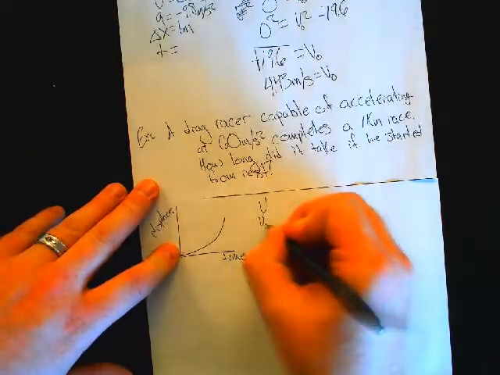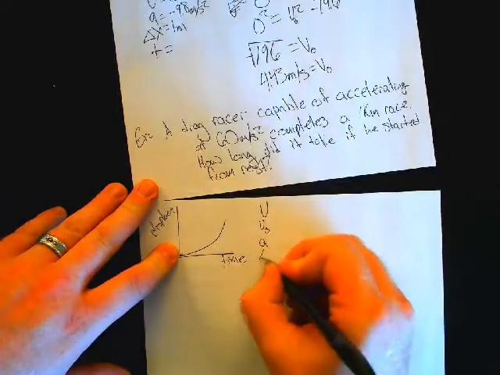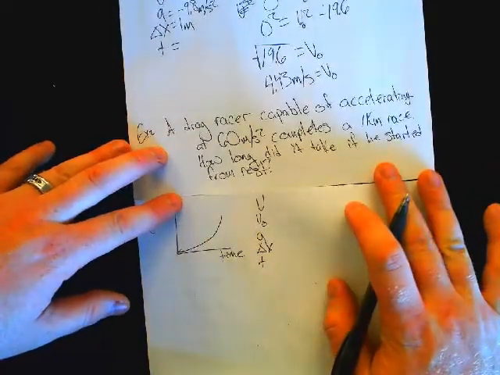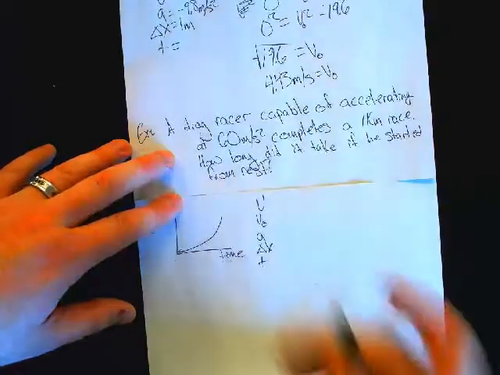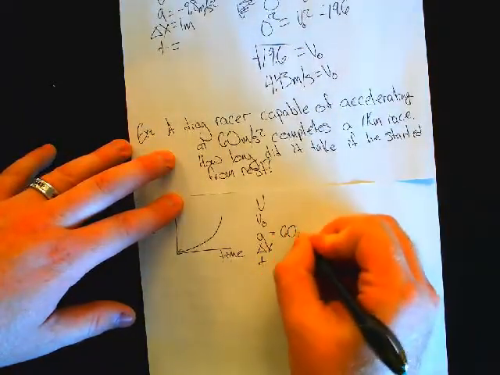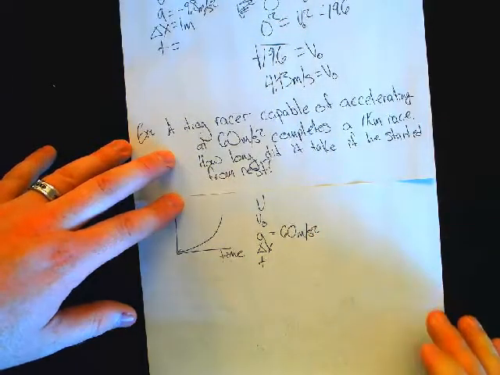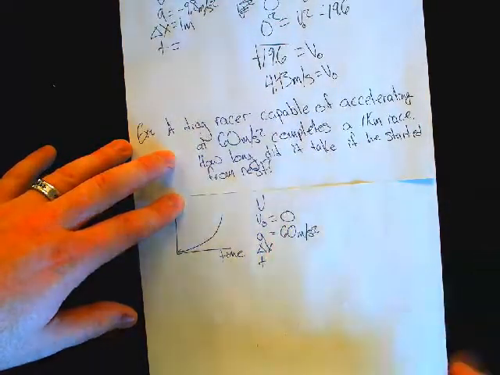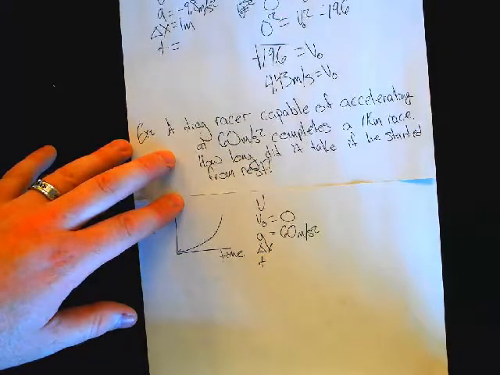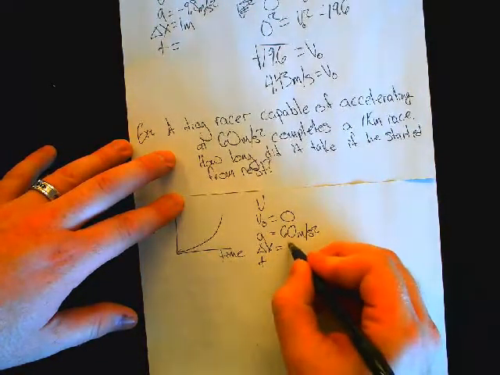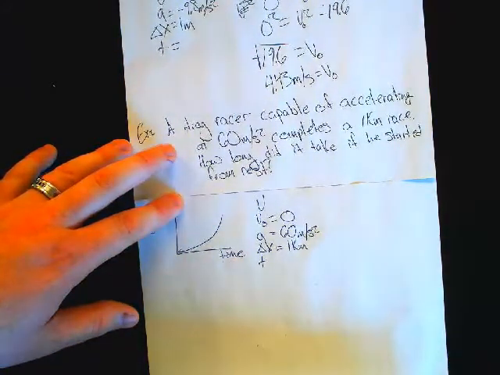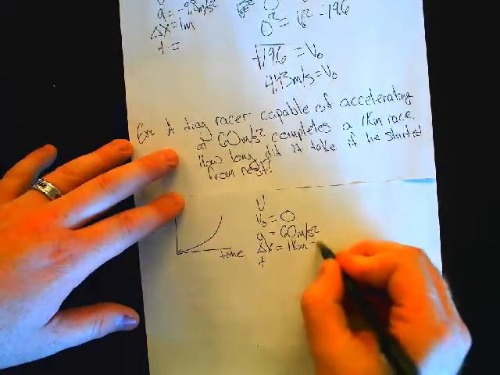All right, variable identification: V naught, A, delta X, T. Which ones did you know? A, how much? Good. What else? V naught, how much? 0. One more? Delta X, how much? 1 kilometer. Draw, identify, convert. Do I need to convert? Okay, this is 1,000 meters.